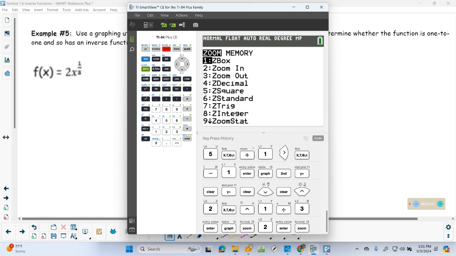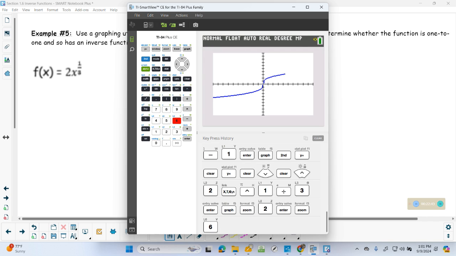Now I'm going to zoom back out. I'm going to do my zoom 6 standard. So now I'm like, okay, it does pass the vertical line test. It won't hit twice in the middle because there is a break. So it is a function. Does it pass the horizontal line test? Will it hit more than once? Nope, good to go.